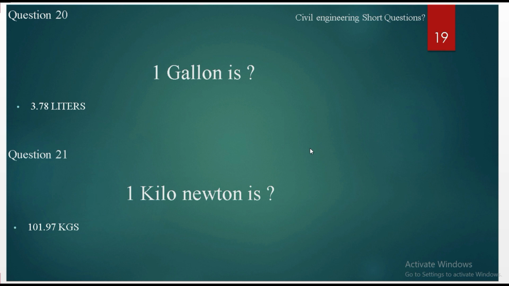Question number 20. 1 gallon is equal to 3.78 liters, or it's even considered as 3.75. I think both of them are correct according to the American and British way. So, 3.75 liters. Question number 21. 1 kilonewton is equal to 101.97 kgs.